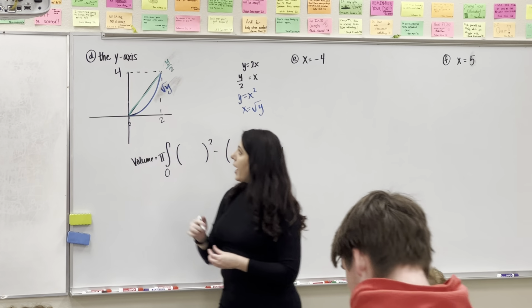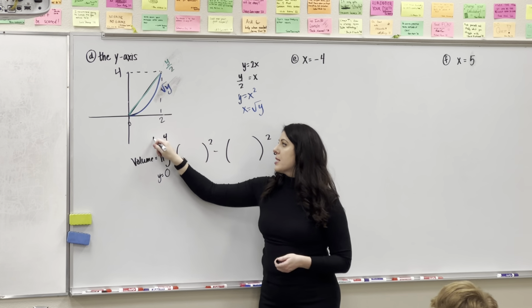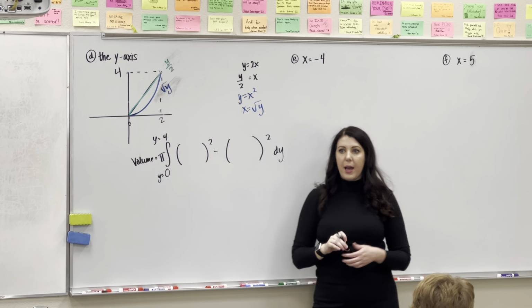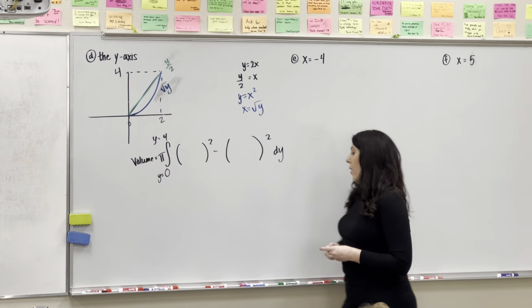So now we're not going from x equals 0 to x equals 2. We're going from y equals 0 to y equals 4. You don't have to label this as y. I'm just doing this for you guys to clarify. Maybe in your notes on this first one, you put y equals 0 and y equals 4. Okay? Now everything else is the same.